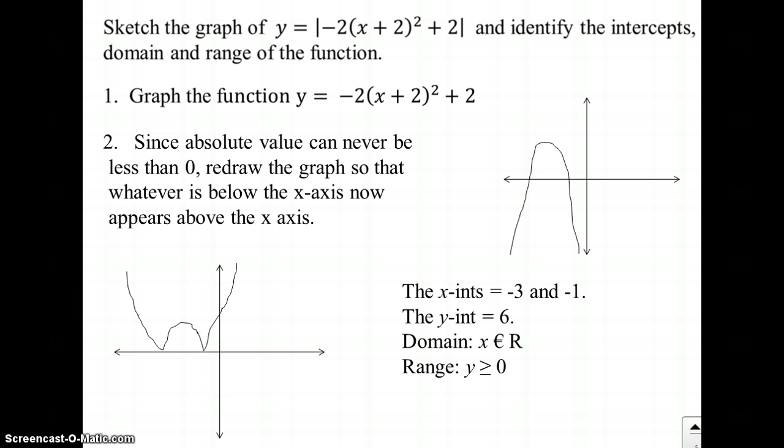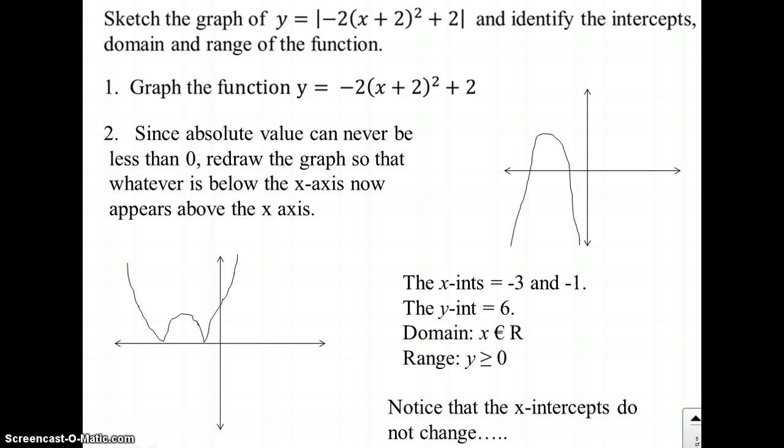Domain is any real number. Again, x can go any way we want, positive or negative, and range now is greater than or equal to 0. All right. Note the x-intercepts still do not change. They lie on the x-axis, so they're never going to be below. They're never going to change. They were -3 and -1. They're still -3 and -1.